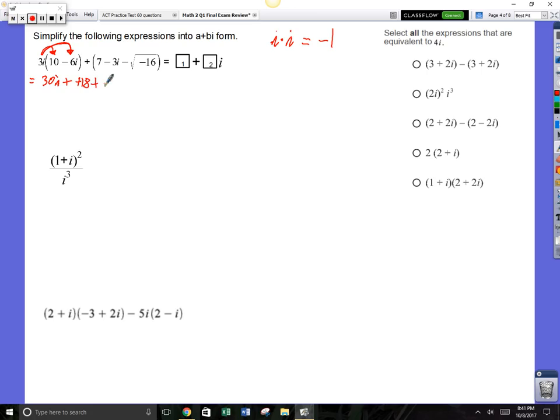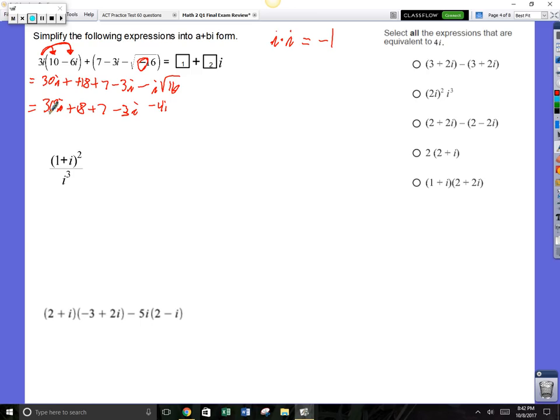Okay, now I'm just going to copy and paste 7 minus 3i subtract. Okay, this right here, that is an imaginary. So take the negative out, and it is i. And you got square root of 16, and square root of 16 is a negative 4i. Okay, so let me copy all this. 30i plus 18 plus 7 minus 3i minus 4i.